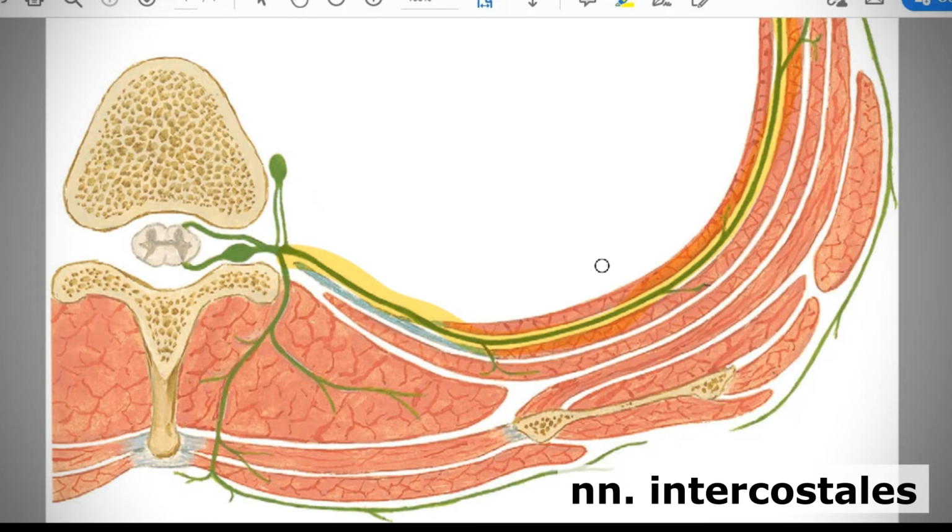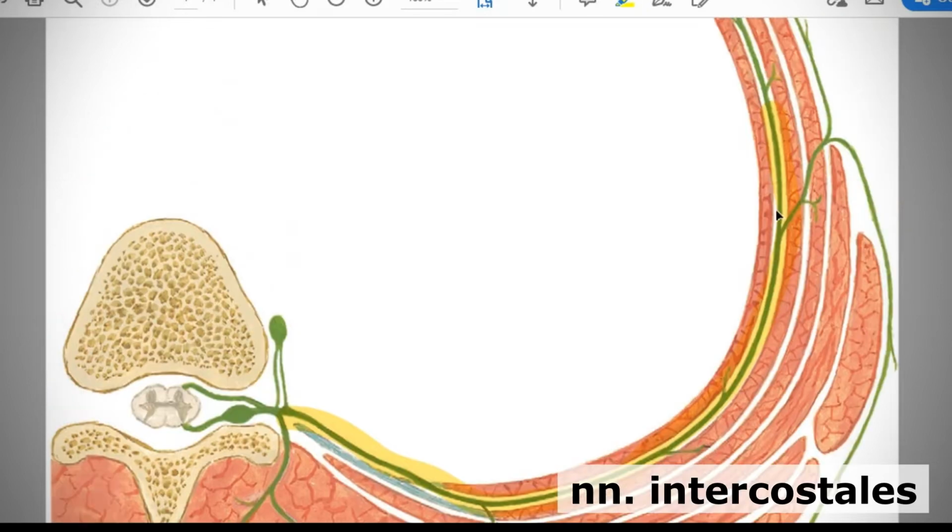The lower 6 intercostal nerves, or even 5, innervate muscles of the abdominal cavity. They innervate musculus obliquus abdominis externus, musculus obliquus abdominis internus, musculus transversus abdominis, and even musculus rectus abdominis and subcostalis. All these muscles are on the walls of your thoracic and abdominal cavities.